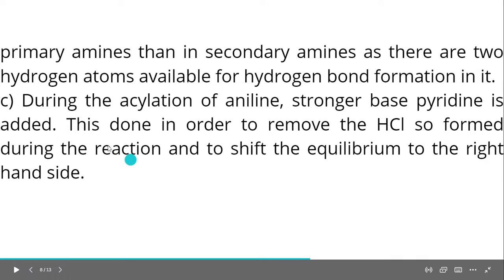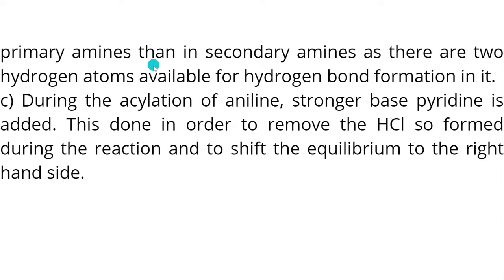And it is more in primary amine than in secondary amine, as there are two hydrogen atoms available. So the secondary amine is more complex than the primary amine because there are two hydrogen atoms present in there. Section C says that during the acylation of aniline, a stronger base pyridine is added. This is done in order to remove the HCl formed during the reaction, to shift the equilibrium to the right hand side.